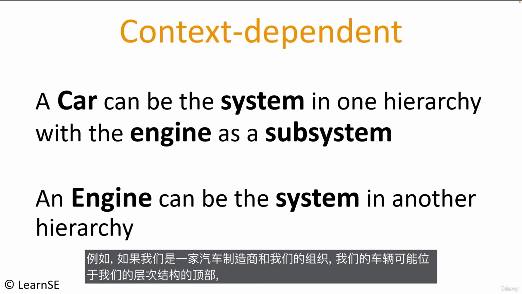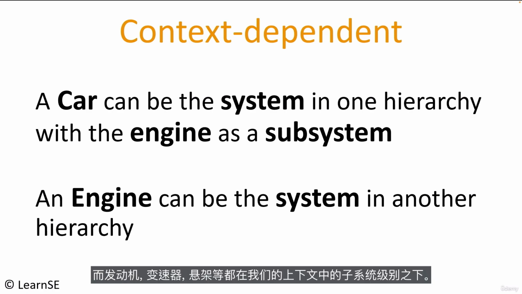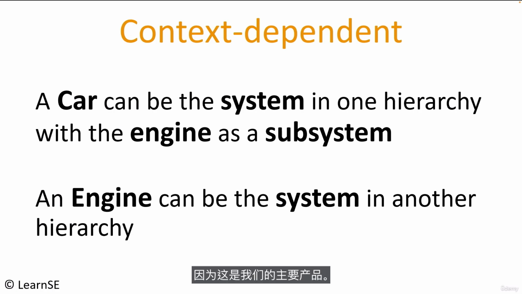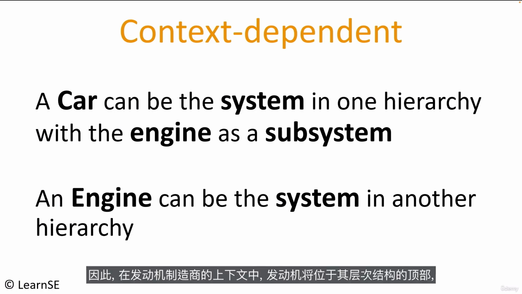For example, if we are an auto manufacturer in our organization, our vehicles might be at the top of our hierarchies, while the engine, the transmission, suspension, and so on are all one level below, at the subsystem levels in our context. Alternatively, if we're an engine manufacturer and not a car manufacturer, then we care most about our engine because this is our primary product. Therefore, in the engine manufacturer's context, the engine is going to be at the top of their hierarchy, while the internal components of the engine are at the next layer down, elements like the pistons and the crankshaft and the spark plugs and so on.